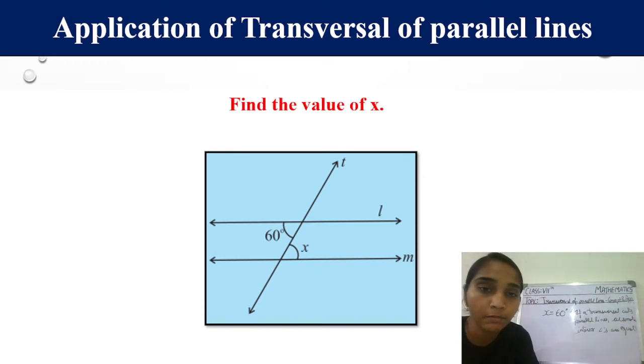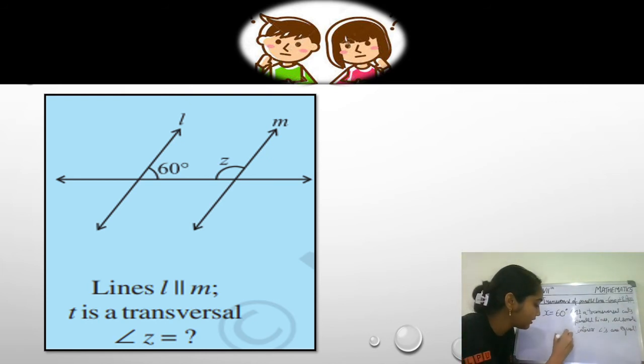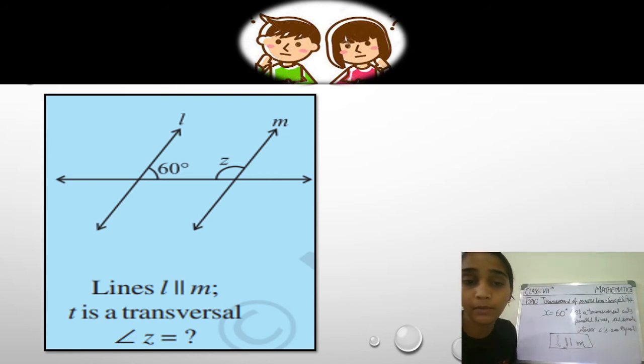That is why x will be equal to 60 degrees, as the pair of alternate interior angles. Now it's time for you to think and answer, students. It is given that the lines L is parallel to M. Basically, this sign is two lines, and this is the symbol for parallel. We draw two lines like this, representing that L and M are parallel. The lines L and M are parallel, and T is a transversal.